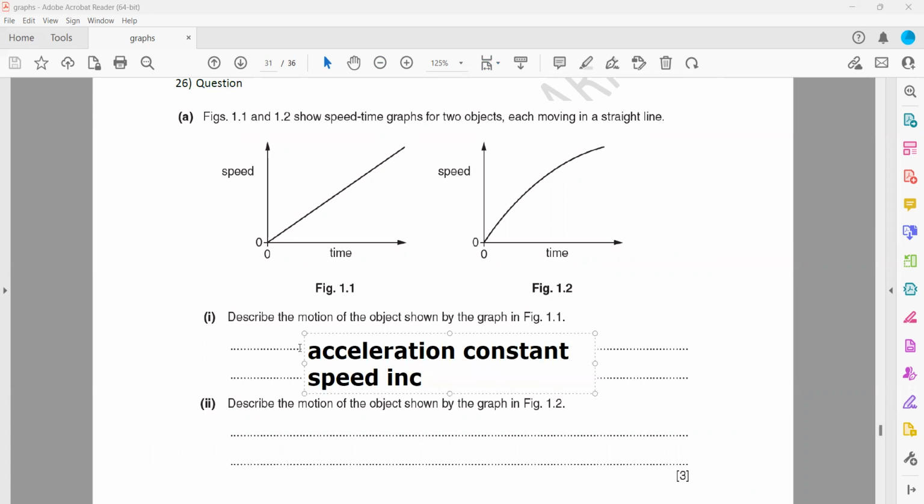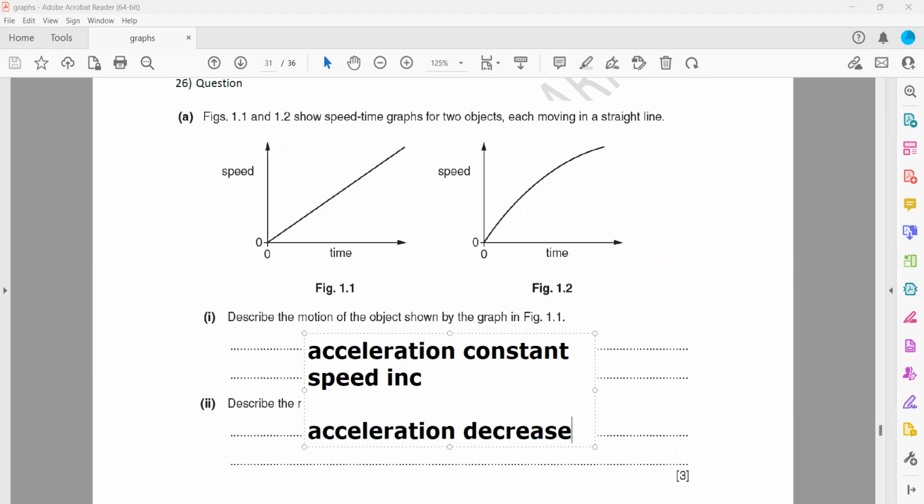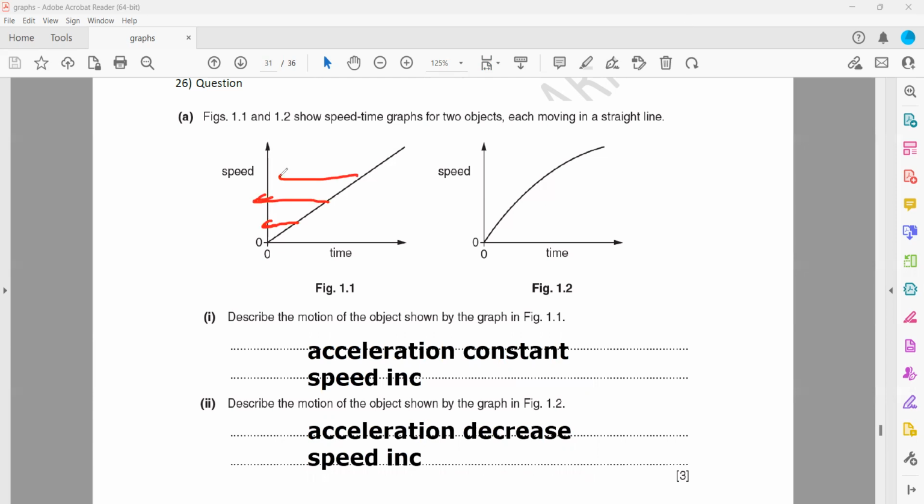What about the second graph? The acceleration is decreasing because the slope is decreasing. So the acceleration decreases, but the speed is increasing because speed is on the y-axis. So the value on the y-axis is continuously increasing. That's why in both cases the speed is increasing. Here the value of the speed is getting higher, and here also. But for the first one, the gradient or slope is constant, and for the second one, the gradient or slope is decreasing.